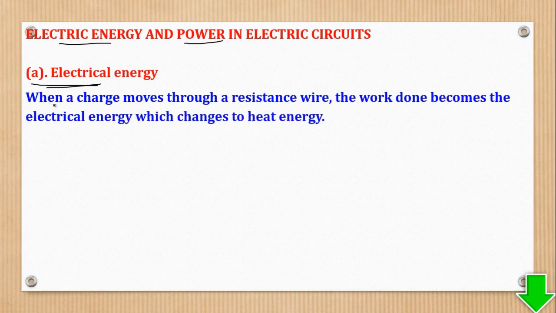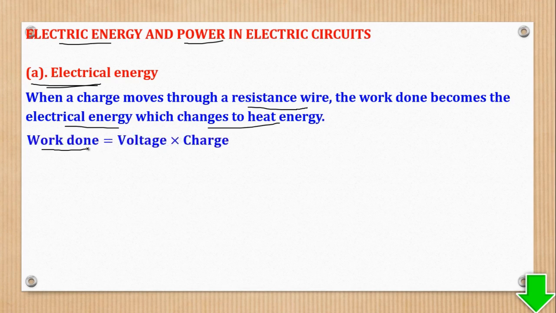So we shall say that when a charge moves through a resistance wire, the work done becomes the electrical energy, which changes to heat energy. And in that case, work done is equal to voltage times the charge. W denotes work done, V denotes the voltage or the PD, and Q denotes the charge.